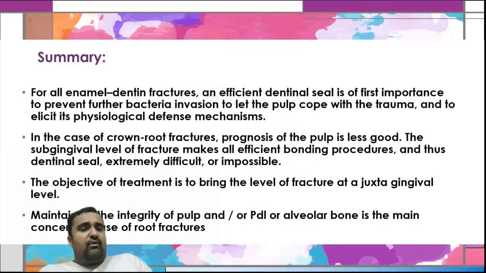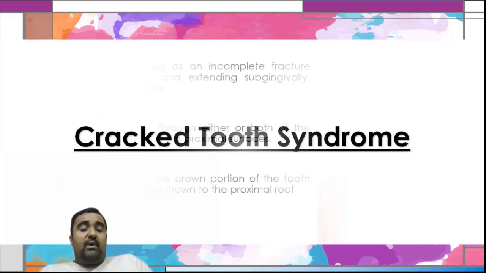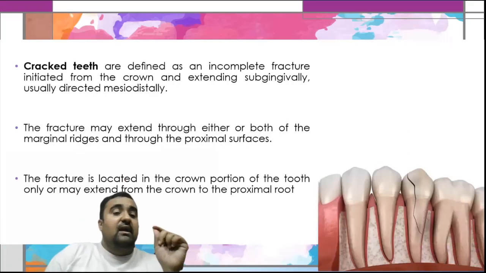So to summarize, for all enamel dentin fractures, an efficient dentinal seal is first important. In the case of crown root fractures, the prognosis of the pulp is less good. The subgingival level of fracture makes all efficient bonding procedures, and thus the dentinal seal, extremely difficult or impossible. So maintaining the integrity of the pulp, the periodontal space, or alveolar bone is the main concern in case of root fractures.